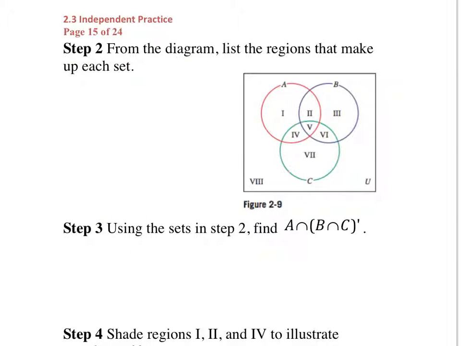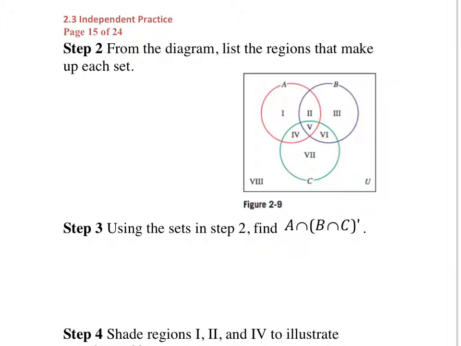Okay, because we have already completed step 2, I'm just going to continue with step 3. This slide is a little off, I apologize. Now that we listed out everything, we know exactly where each region is, and we can begin to put the problems together. Notice that we're asked to find A intersect the complement of B intersect C.